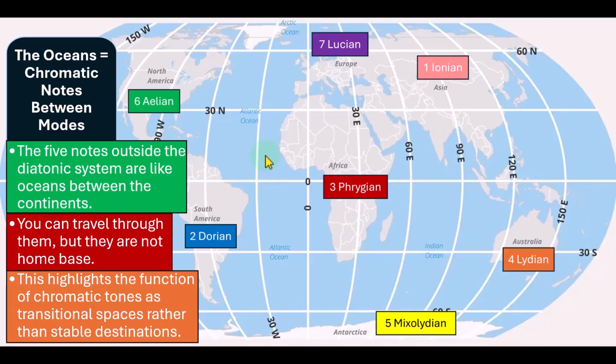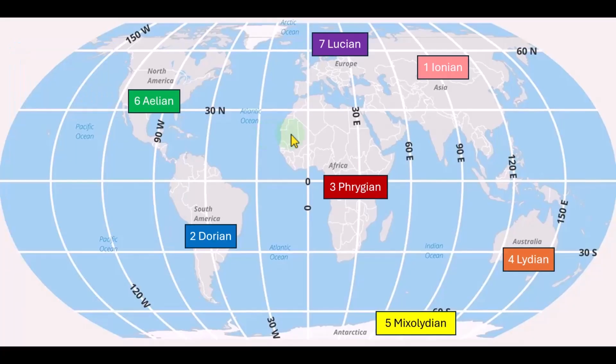So this highlights the function of chromatic tones as transitional spaces rather than stable destinations. So we still want to be able to identify the oceans are there, but that's not where we want to spend most of our time. We're usually going through the ocean, and at some point we need to hit a landmass. Why? Because we're human beings, okay? We need to be on an actual planet.